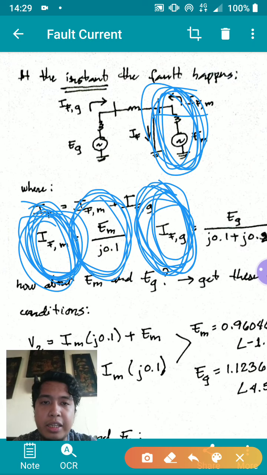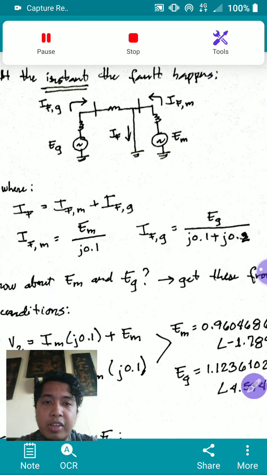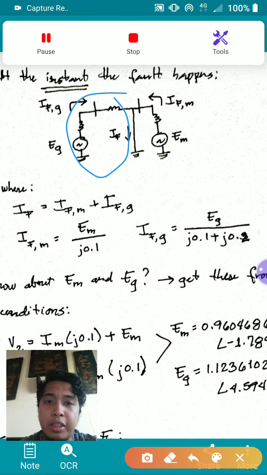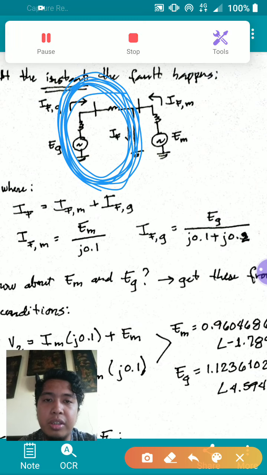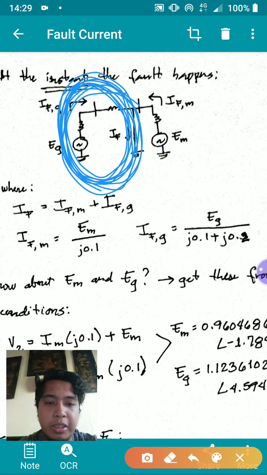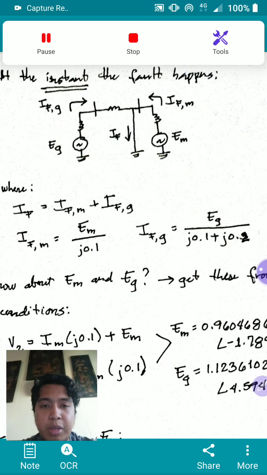And then for the current from the generator, it's basically this loop here. So that's the current from the generator. It's from this loop here. So it's EG over J0.3 and EM over J0.1.